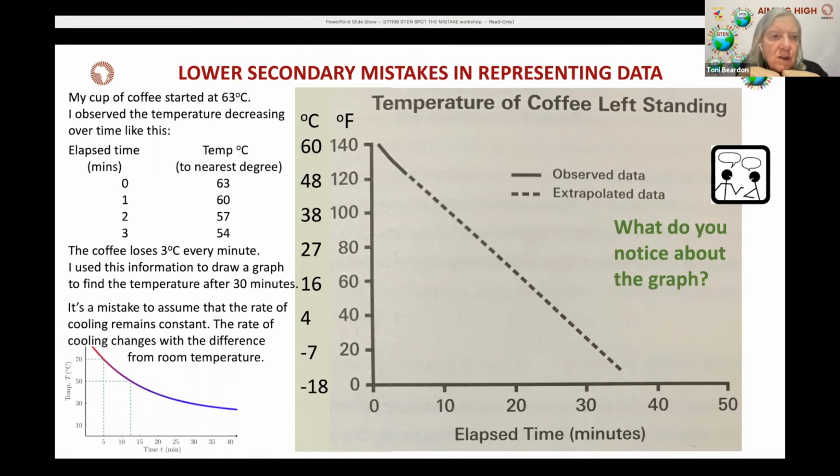So if you were asked, what would the temperature of a cup of coffee have been after 1.5 minutes or 2.5 minutes? You could have made a reasonable reading from the graph and got a reasonable answer. But you're not justified in extrapolating there, because just because you start off with a linear relationship, you cannot assume that the relationship will go on to be linear.